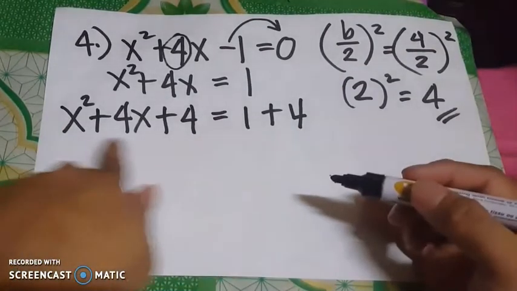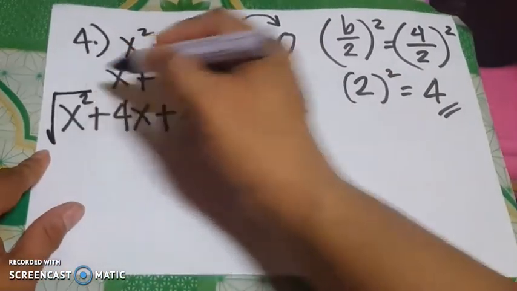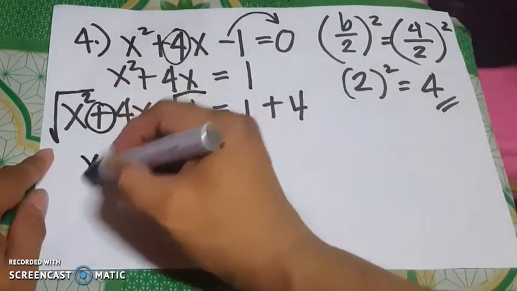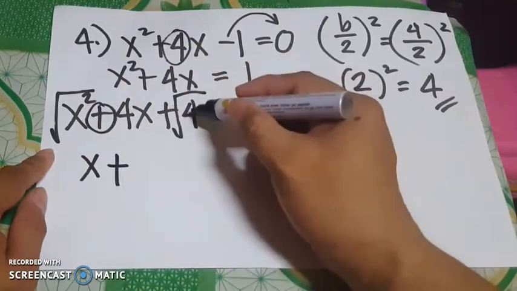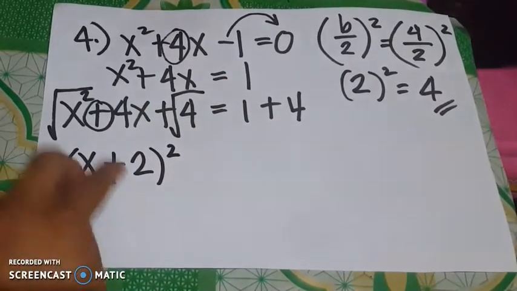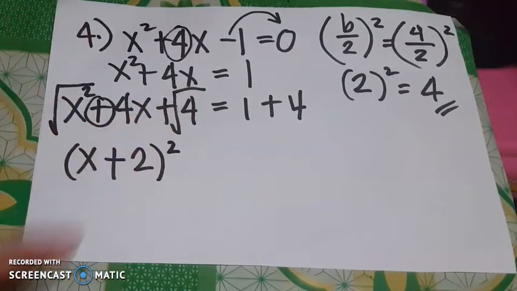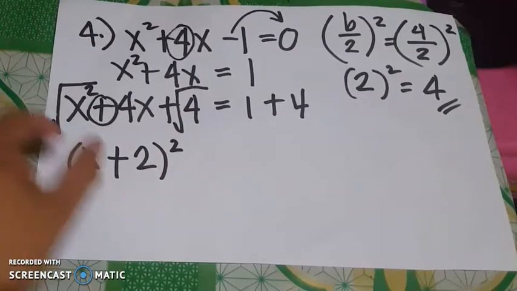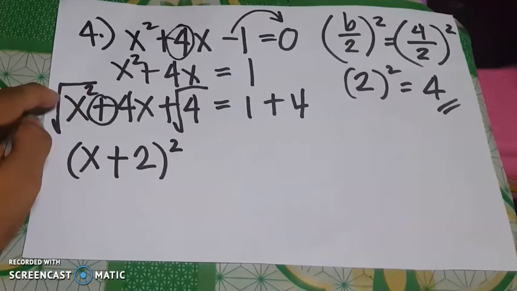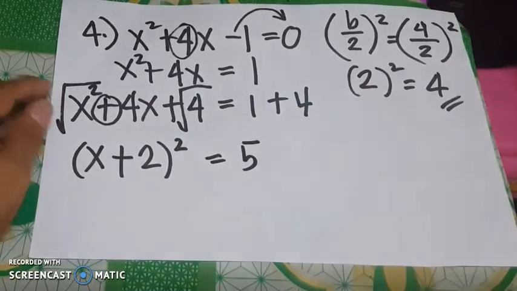So in that case, this left side of the equation is already a perfect square trinomial. So we can come up now with factors of it. So square root of the first and last term, then the operation of the middle. Square root of x squared is x. The operation of the middle is plus. Square root of the last term is 2. Then quantity squared. So meaning to say, the factors of this are two identical binomials, which is what we call a perfect square trinomial. Equal to 1 plus 4, that would be 5.